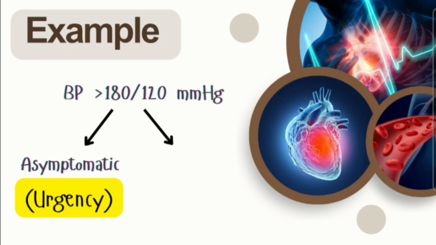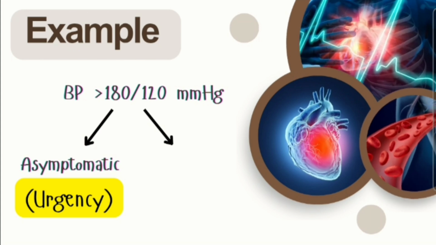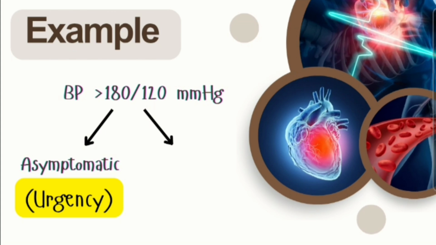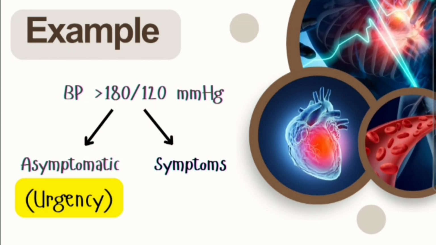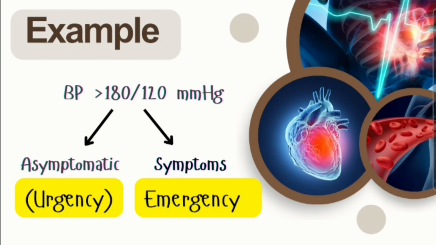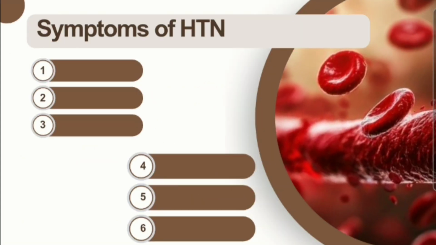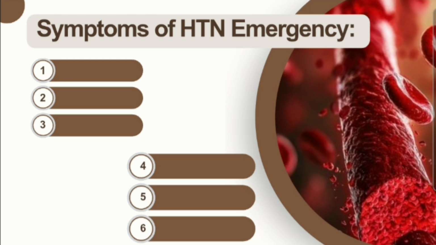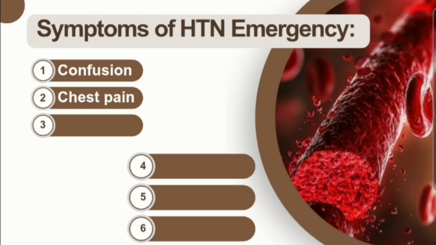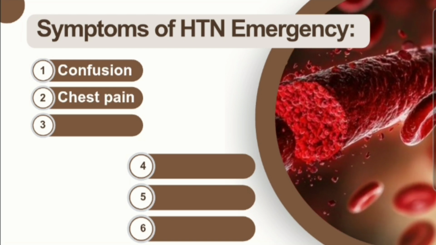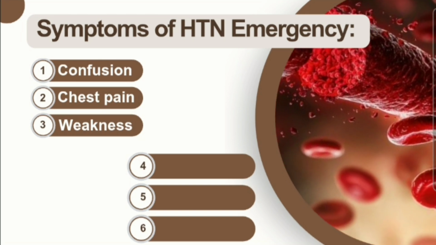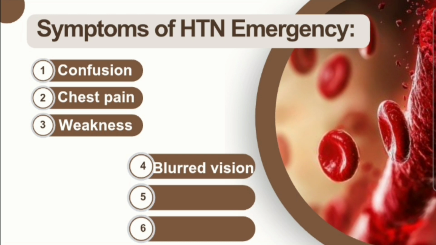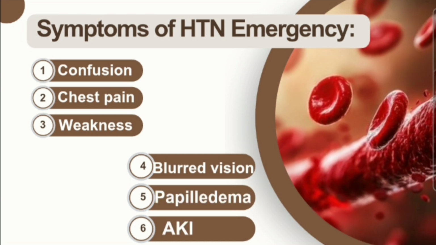However, in hypertensive emergency, blood pressure is the same, that is more than 180 by 120 millimeter of mercury, but patient has symptoms in hypertensive emergency. Now let's discuss what are the symptoms of hypertensive emergency. These may include confusion, chest pain, that is myocardial infarction. Patient can present with sudden onset of weakness, that is stroke, along with raised blood pressure, blurring of vision, that is papilledema, and acute kidney injury.